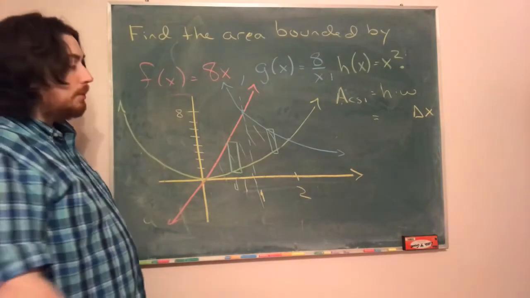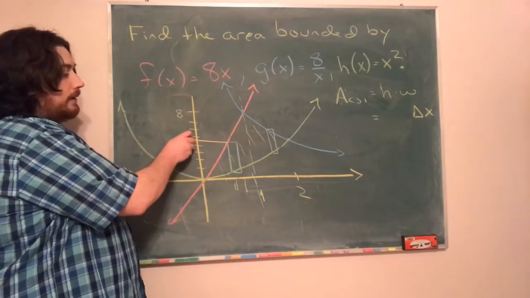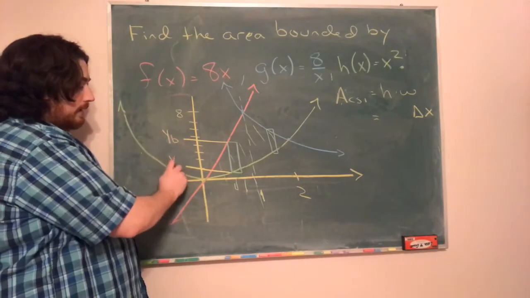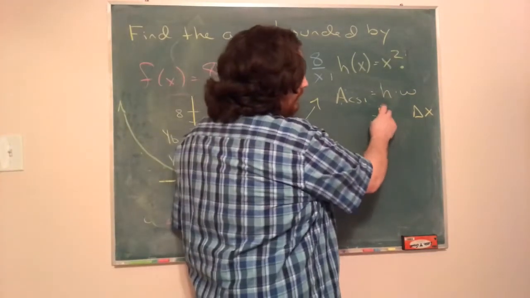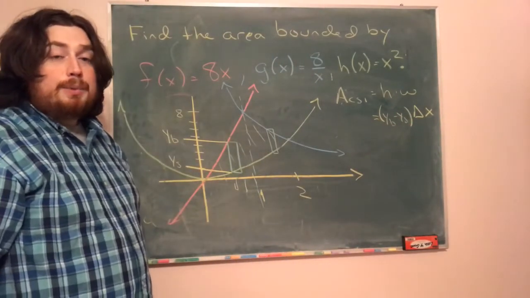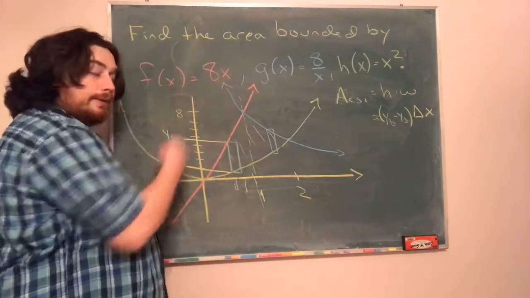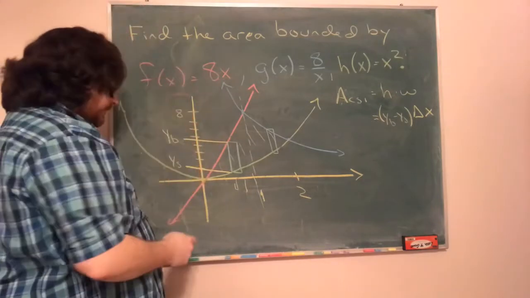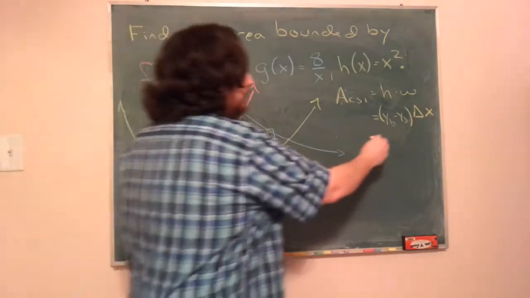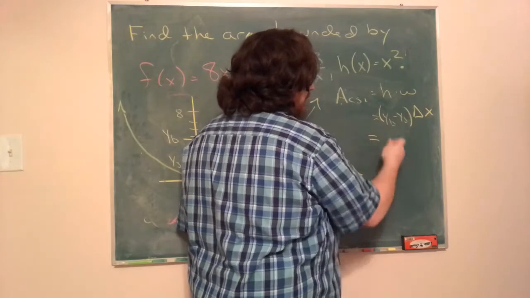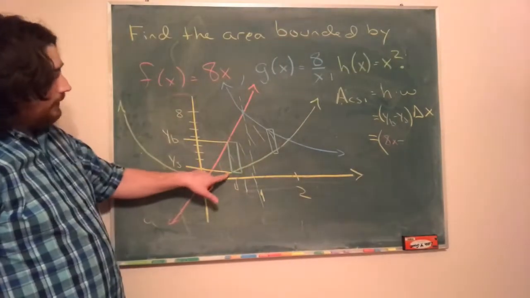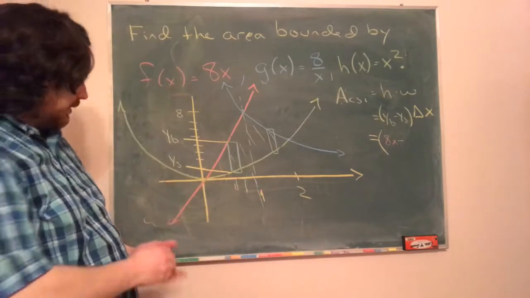For the height of the rectangles, the height is going to be this value minus this value. These are each y values, so I'm going to call this the bigger y and this the smaller y. The height of the rectangle is the bigger y minus the smaller y. The bigger y is the y value that corresponds to this function, and since that's our red function, it is 8x. So the bigger y is equal to 8x. The smaller y corresponds to the green function, which is x squared. So our smaller y is x squared.